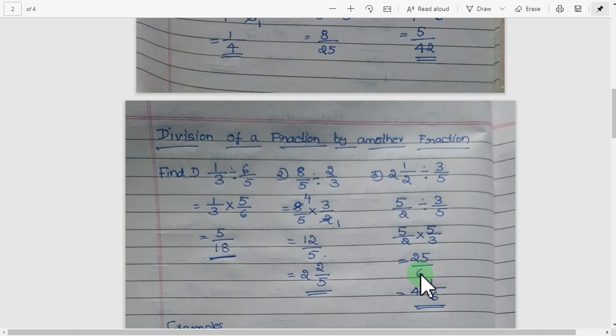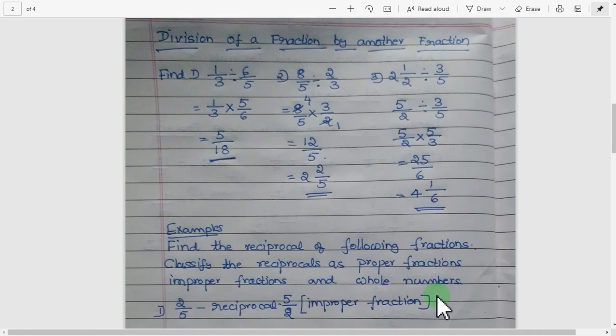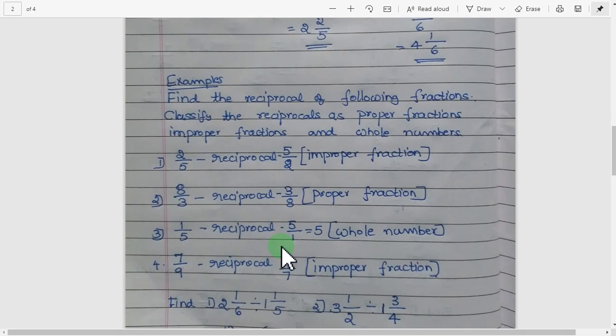Now this is an improper fraction. We can convert it into mixed. So the nearest product is 6 fours are 24. 4 comes here. Remainder is 1. 1 divided by 6. So 4 1 by 6. Now here are the types of sums in the exercise that I have worked out.